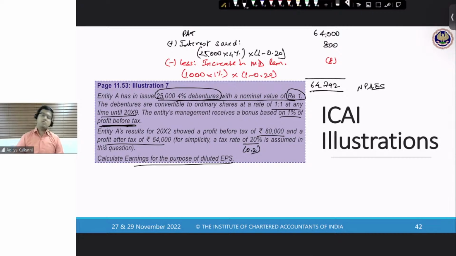Have you understood? Yes. Yes, please explain the last adjustment.